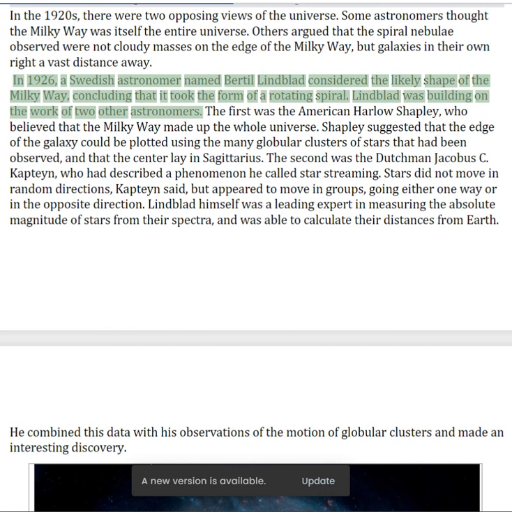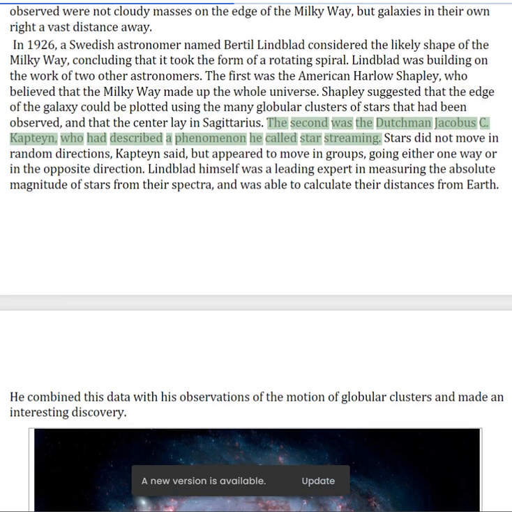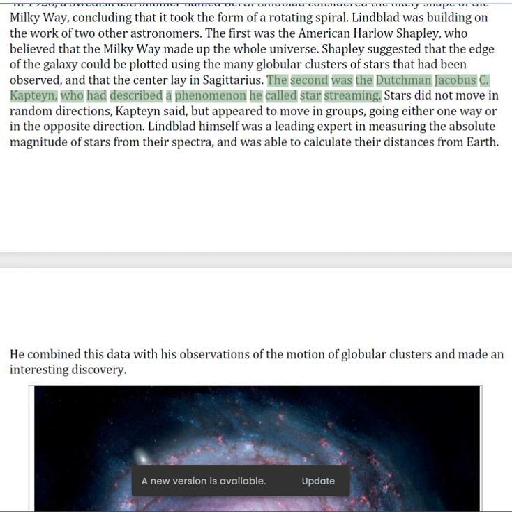Lindblad was building on the work of two other astronomers. The first was the American Harlow Shapley, who believed that the Milky Way made up the whole universe. Shapley suggested that the edge of the galaxy could be plotted using the many globular clusters of stars that had been observed, and that the center lay in Sagittarius. The second was the Dutchman Jacobus C. Kapteyn, who had described a phenomenon he called star streaming.